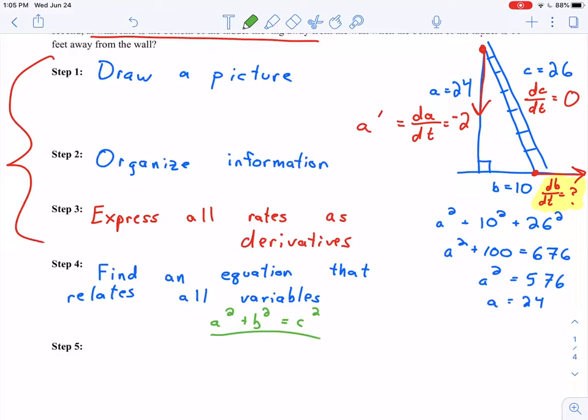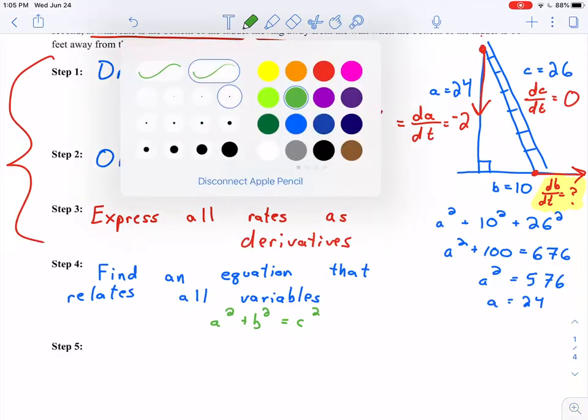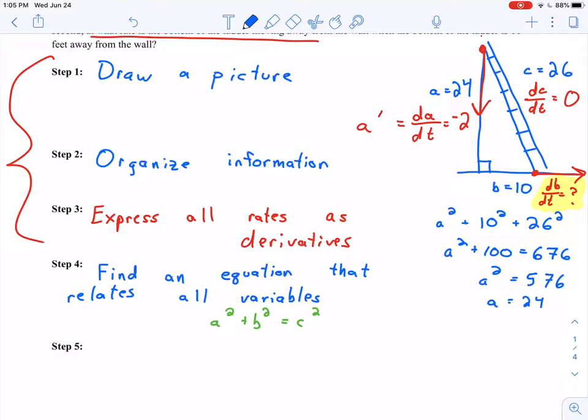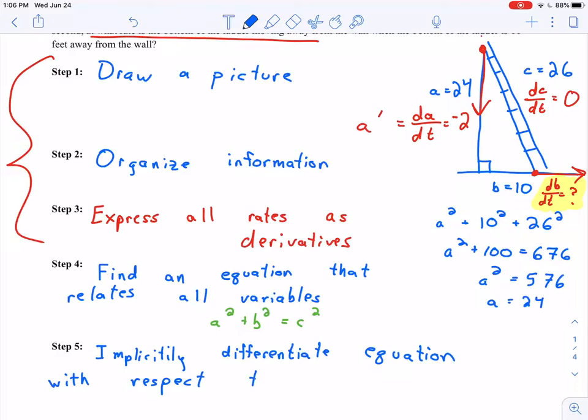But here we've got our equation that relates those three variables. That's great. So now in step 5, here's where our derivatives are going to come into play. We want to implicitly differentiate your equation with respect to t. And then in parentheses, I'm going to write chain rule here.